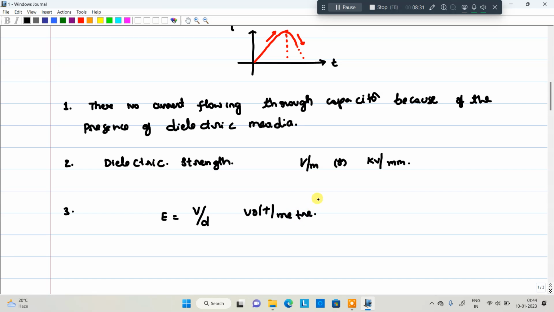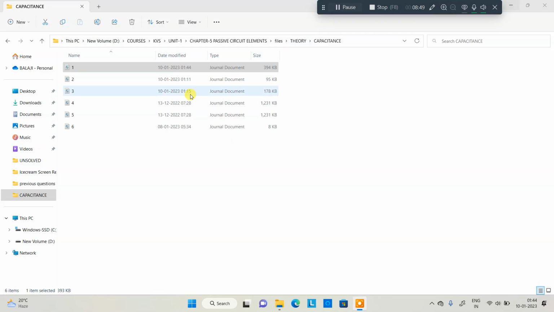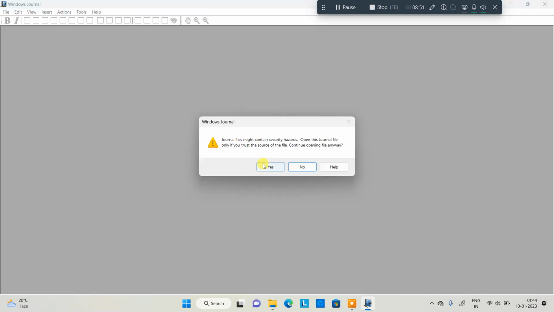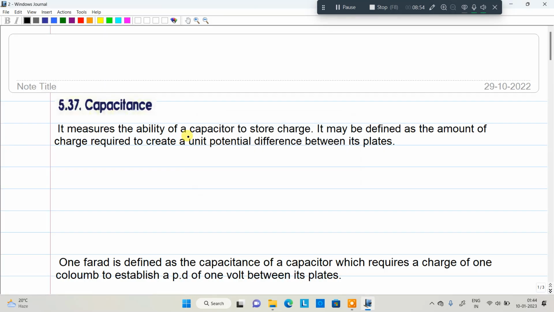These points and formulas that I gave are very, very important. You may expect some questions from these in the examination. Okay, clear? So that's the concept of a capacitor connected to a battery. Then we are moving to capacitance.